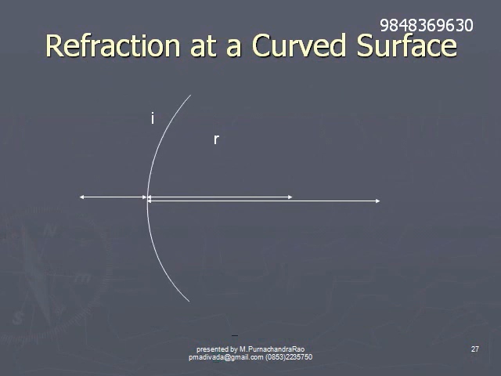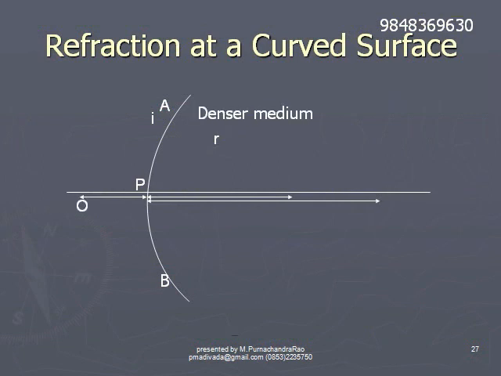Refraction at a curved surface. Consider the curved surface APB. O is a point object on the principal axis. OA is the ray incident at A on the curved surface. C is the center of the curved surface, and CA becomes the normal to the curved surface at A.